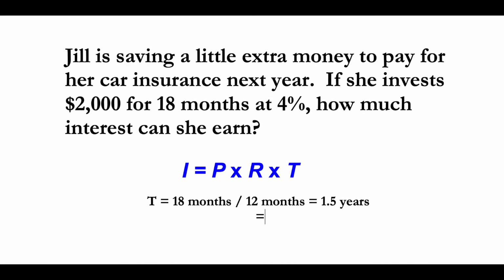So here, principal is 2,000 multiplied by rate, which is 4%. So 4% divided by 100% equals 0.04 multiplied by 1.5. So in your calculator, the answer will be 120.